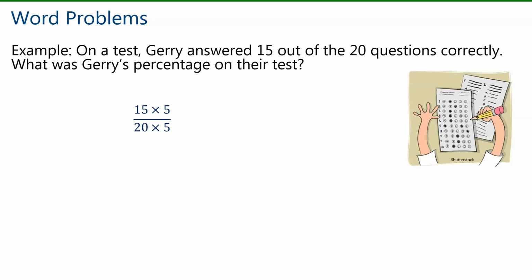So multiplying numerator and denominator by 5, I get 75 over 100. And since percent means per 100, that's simply 75%. So we can answer the question by saying that Jerry got 75% on the test.